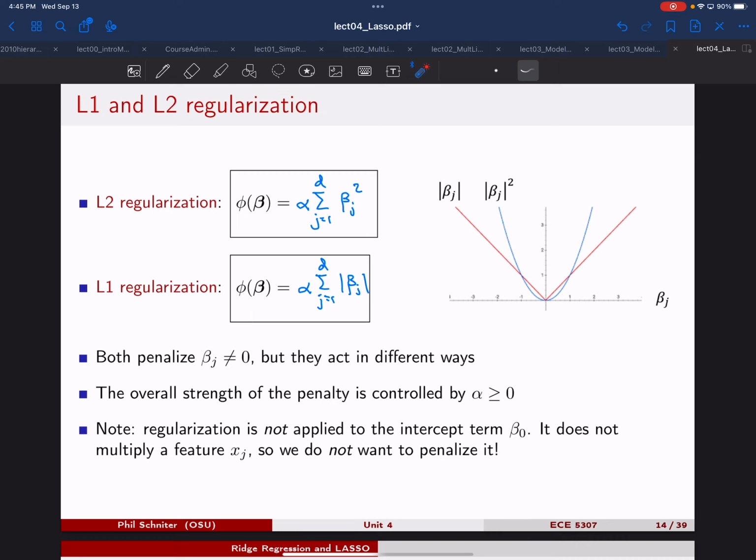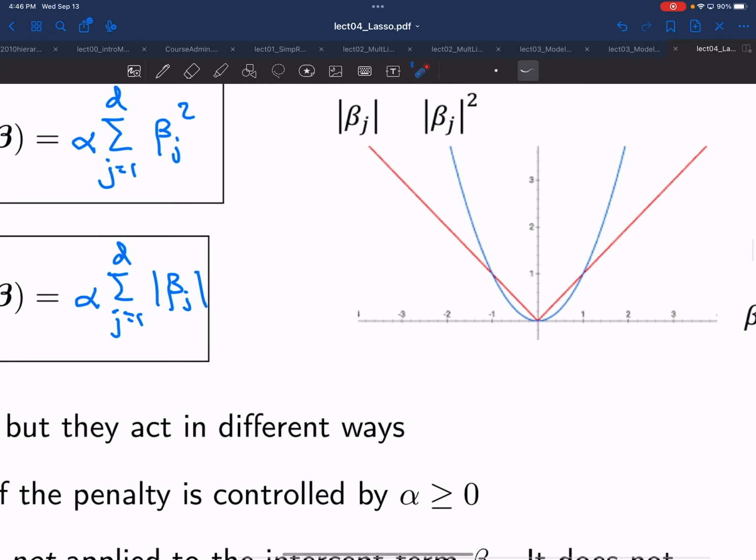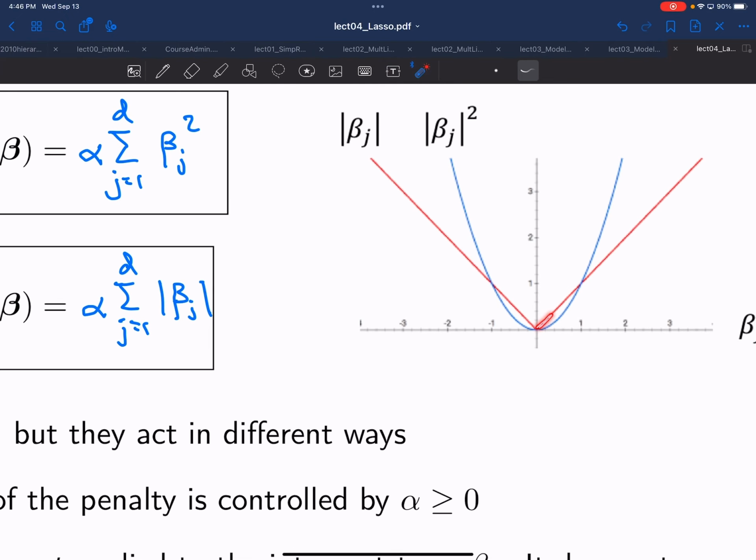So a few comments, though, is that even though both of them encourage the beta to be 0, they do it in very different ways. So here's a picture of what happens just looking at the jth term alone. If we're penalizing the absolute value, we have this red line. And if you look closely, for small values of beta j, the red line really does not want those values to be non-zero. It complains for small beta j when the value is non-zero. On the other hand, the quadratic penalty here doesn't really care very much when beta is small if it's non-zero. It allows it to be non-zero without much fuss.